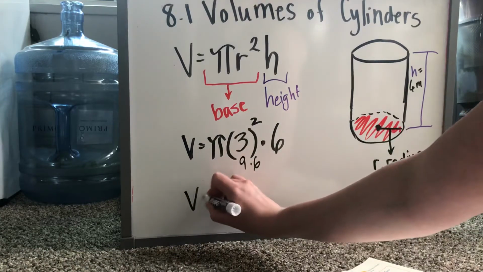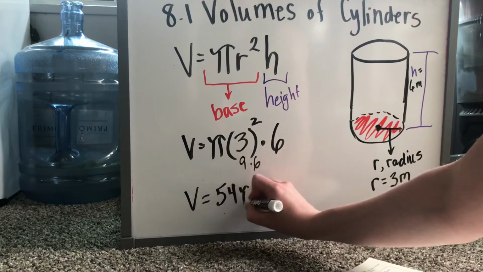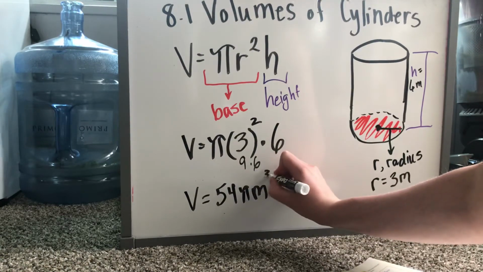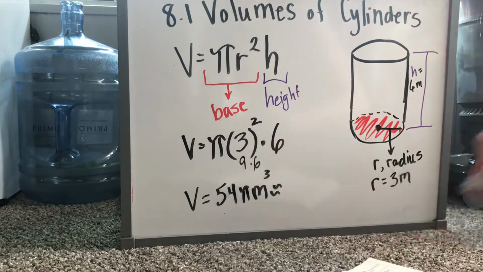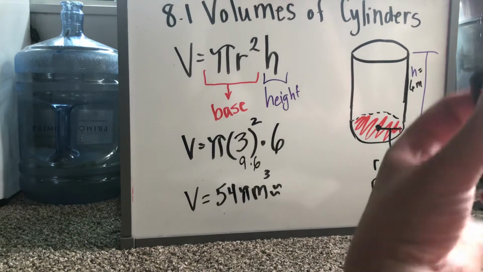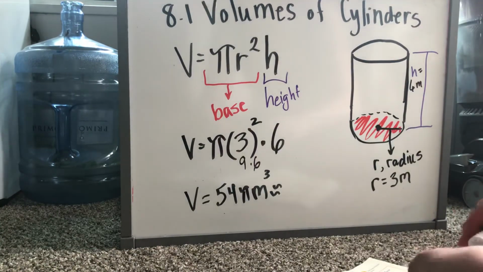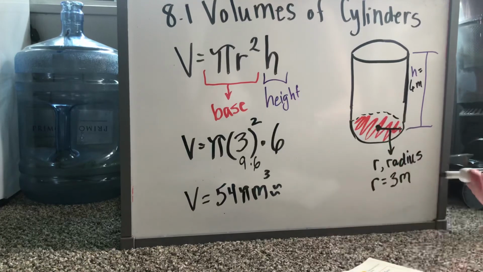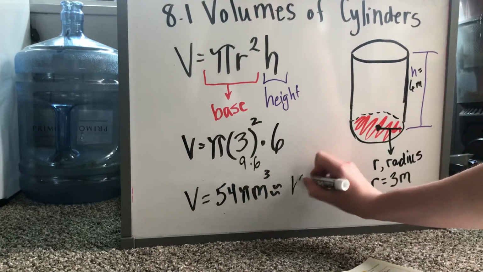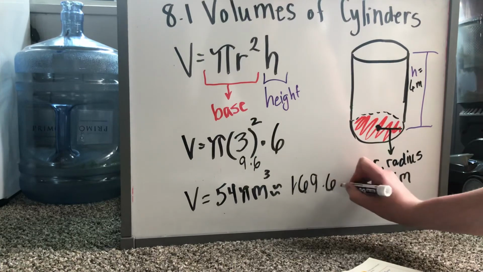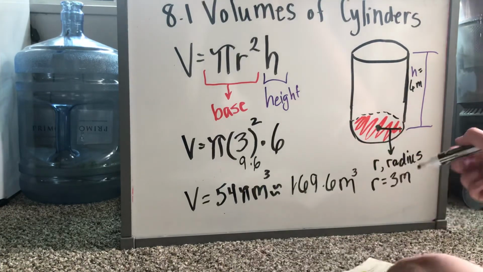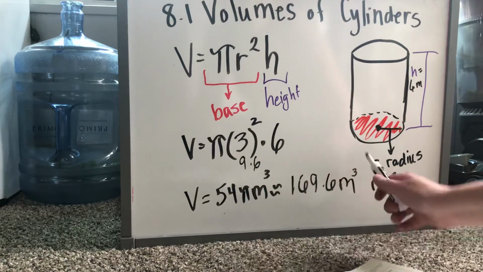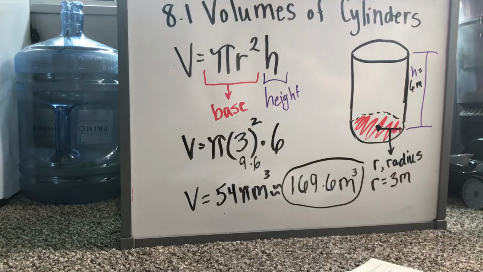So we have the volume equals 54 pi meters cubed. If we multiply anything by pi, we know that's an irrational number. So even though 54 pi meters cubed is the exact answer, our approximate answer, or a value that we can actually have physically, because we have to round it, is going to be 169.6 meters cubed. And this right here, 169.6 meters cubed, is the final answer.